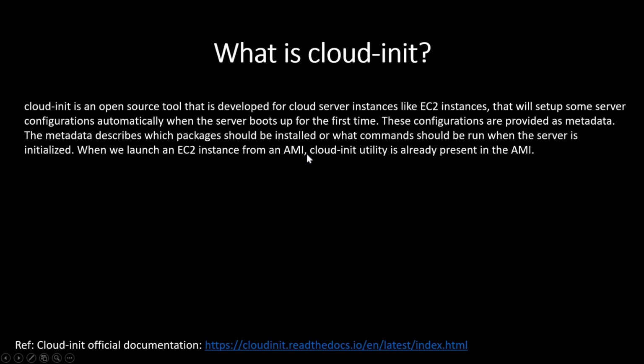When we launch an EC2 instance from an AMI, the Cloud-init utility is already present in the AMI. So when we launch an EC2 instance in AWS, the EC2 instance is launched from a template which is known as AMI, Amazon Machine Image, and in that AMI this Cloud-init utility is already there.